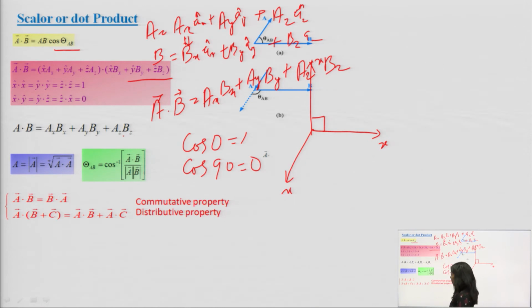Now there are some properties followed by the dot product or scalar product, that is the commutative property. It means that a dot b can be written as b dot a. Similarly, a dot (b plus c) can be written as a dot b plus a dot c, which is known as the distributive property of the dot product or scalar product.